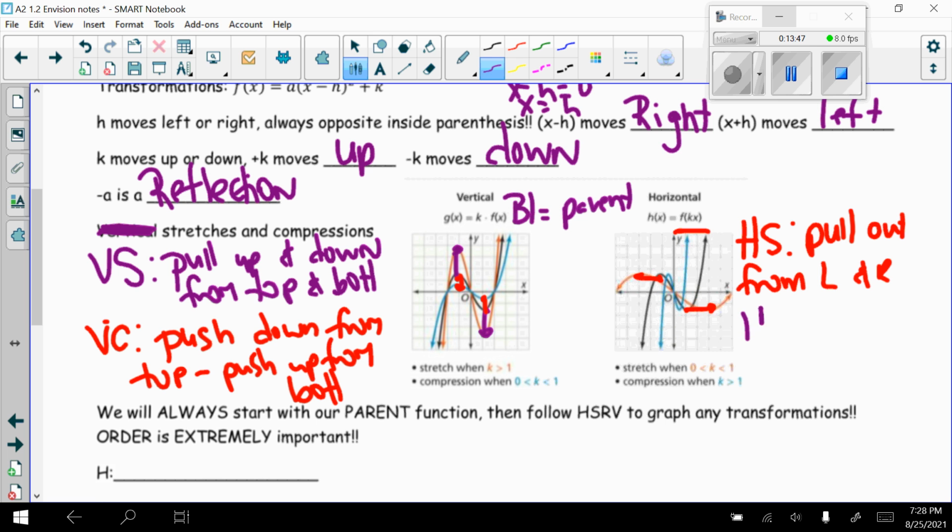Then a horizontal compression, when k is greater than 1, so like 1.5, 2, 3, 4, is when I push in from the left and right. So if I start at the black and I push it in, I'm here at the blue. Start at the black and I push it in, I'm there at that blue. So that's how we tell the difference whether it is a compression or a stretch. If it's vertical, the k, the number, is on the outside. If it's horizontal, the number's on the inside.